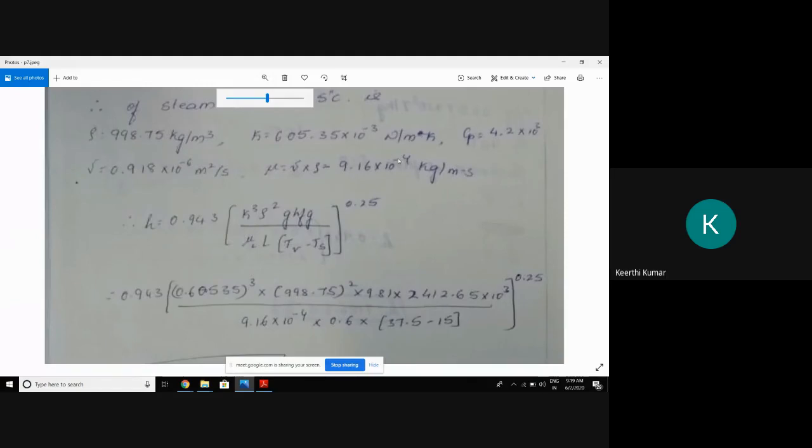All the properties are taken. I have done it by interpolating. I have taken the values. You also do the interpolation and find out the value of mu. Mu is equal to kinematic viscosity multiplied with density of the fluid.